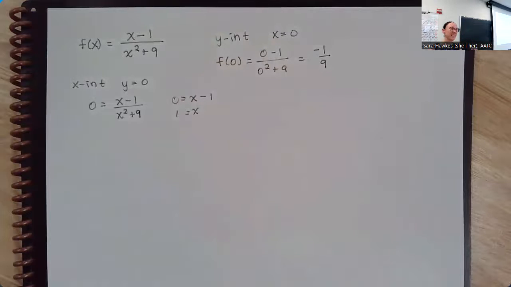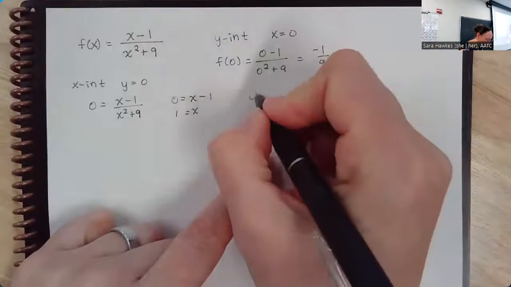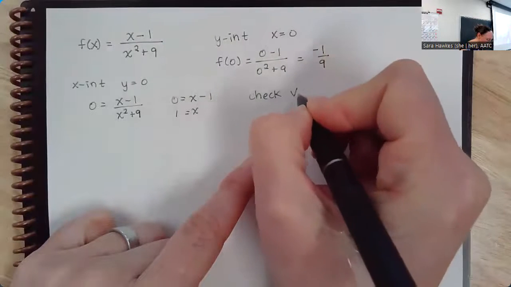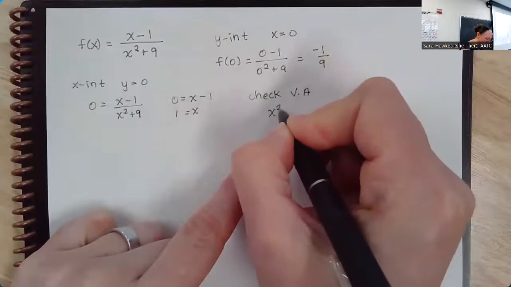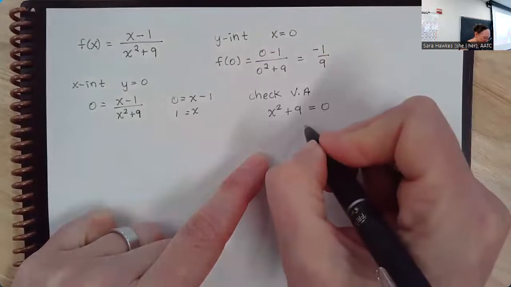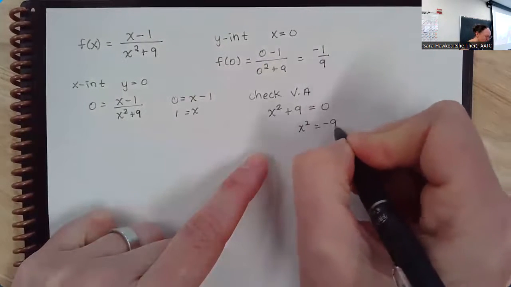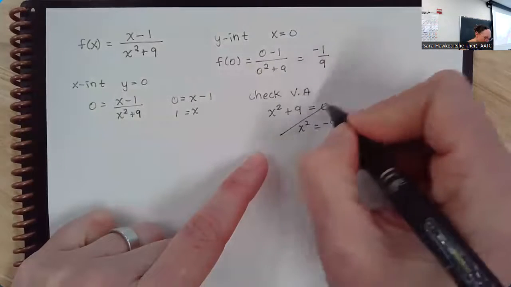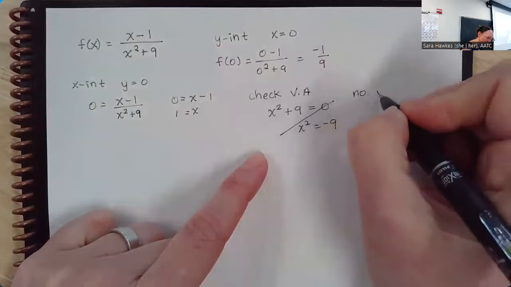So the thing is, I'm not really going to ignore the denominator. It's just that the denominator is going to tell me my vertical asymptotes, not my x-intercepts. So I'm still going to check the denominator. I'm going to check for vertical asymptotes by setting the denominator equal to 0. But this is never equal to 0, because that would say x squared was -9, and that can't happen. So I do not have vertical asymptotes.